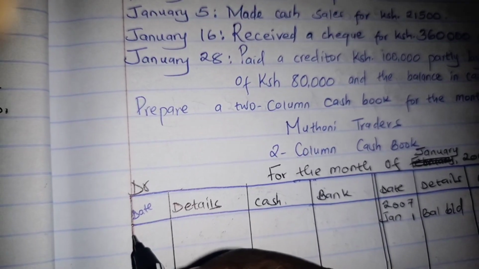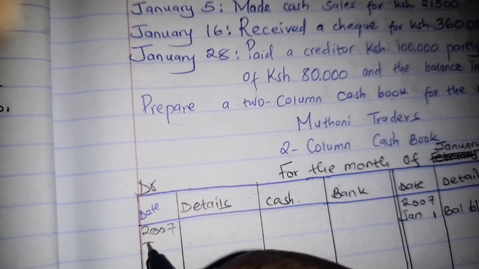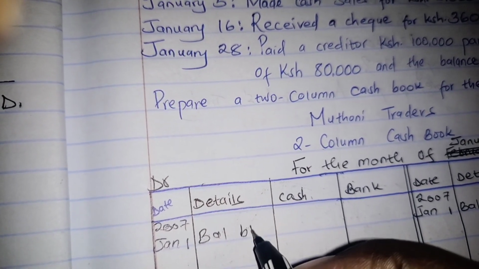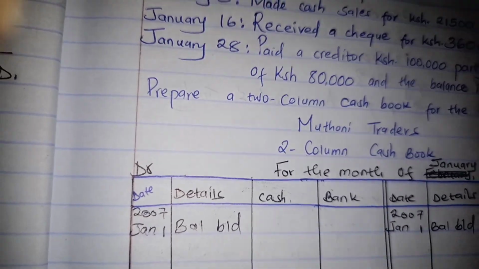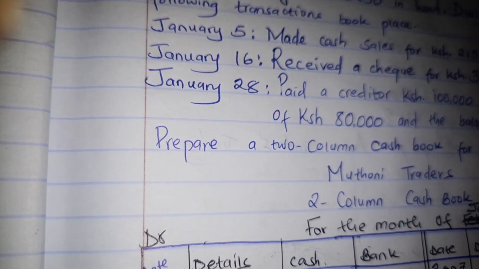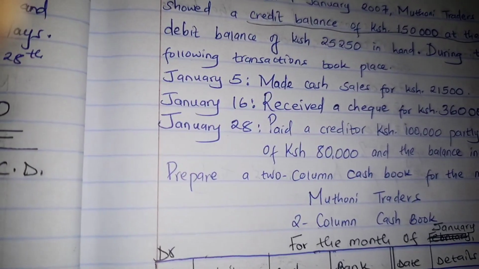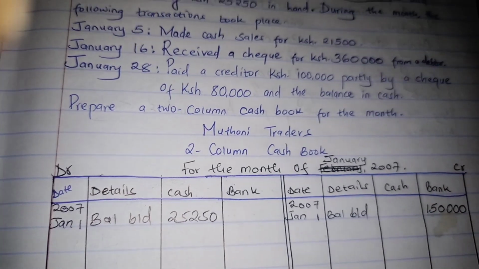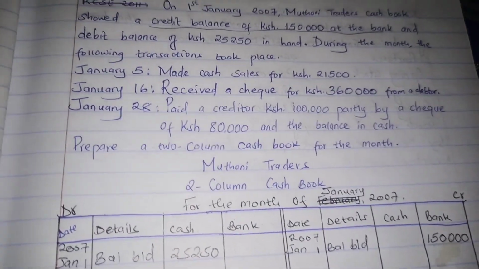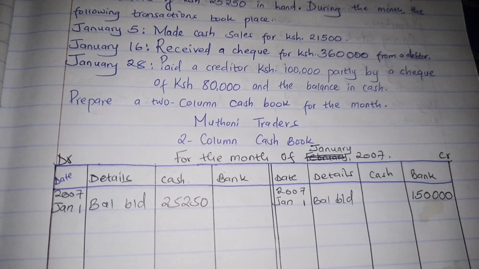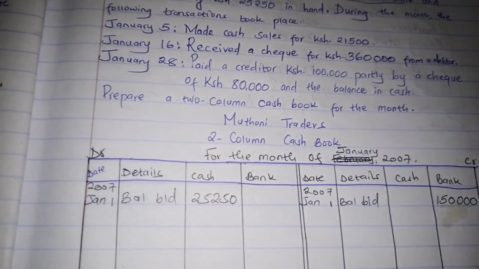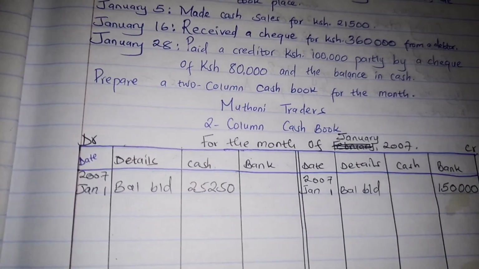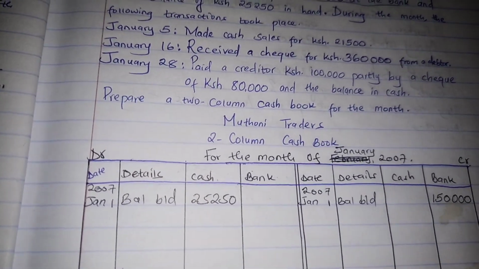Then next, we are told that a debit balance. So you come on to your debit side, 2007. The month is January, date is 1. So the balance that was brought down is cash 25,250. Somebody asked a question on the folio column. In this case, for such a simple question, we don't require the folio column. Hence, that's why I didn't add the folio column.